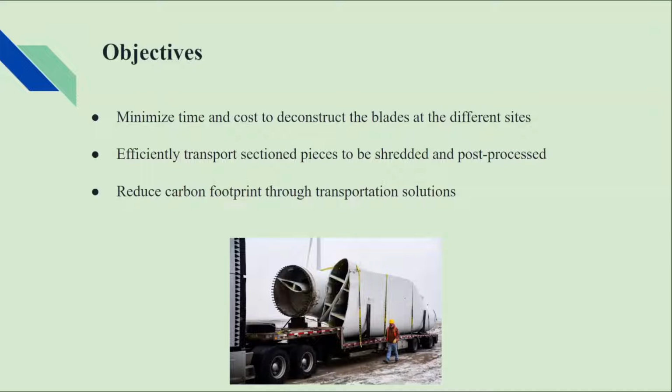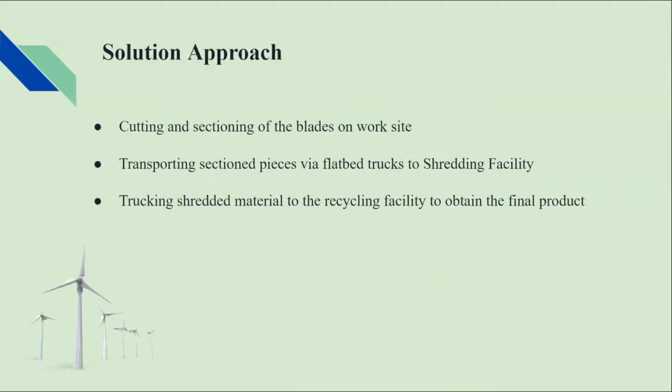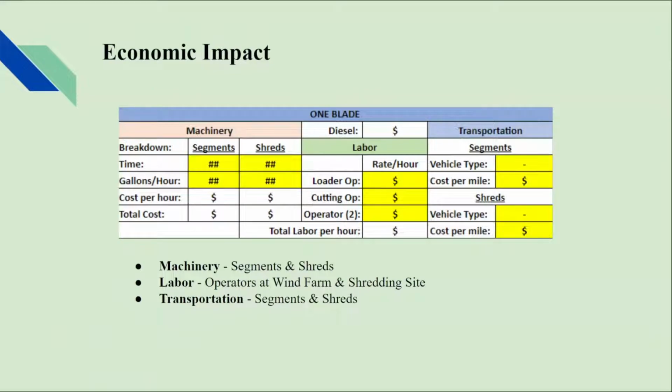Our objectives were to minimize time and cost to deconstruct the blades at different sites, to efficiently transport section pieces to be shredded and post-processed, and to reduce the carbon footprint through transportation solutions. The team's solution involved cutting and sectioning of the blades on the work sites, transporting section pieces via flatbed trucks to the shredding facility, and trucking shredded material to the post-processing facility, where the final product is obtained.